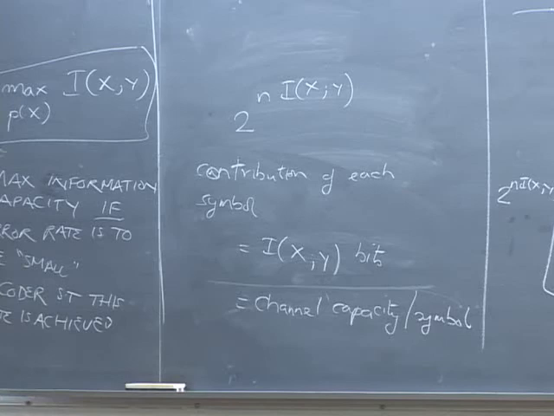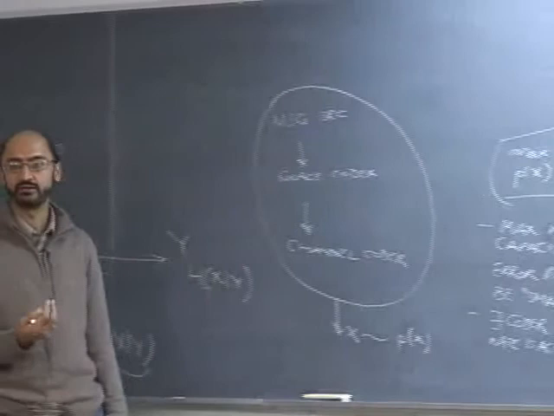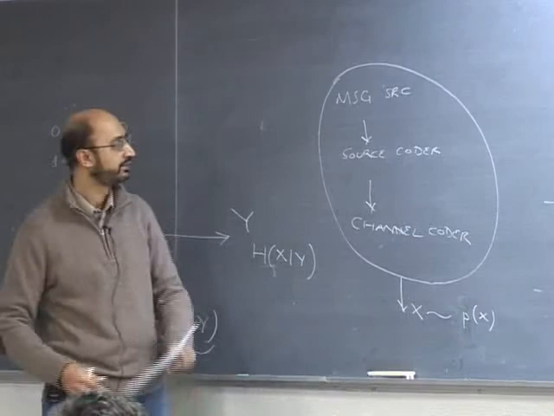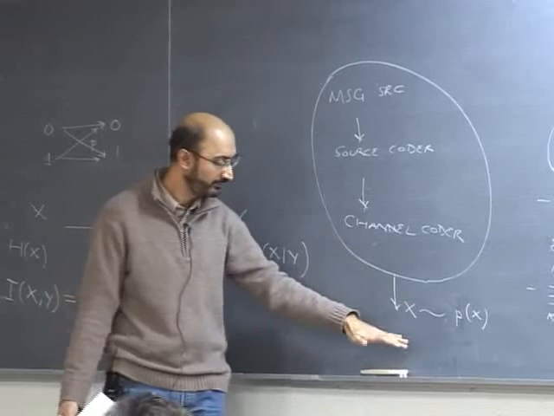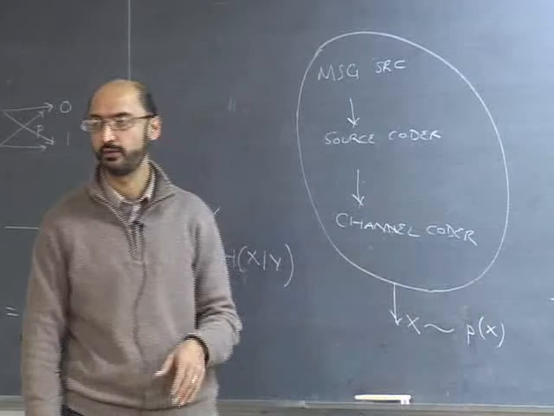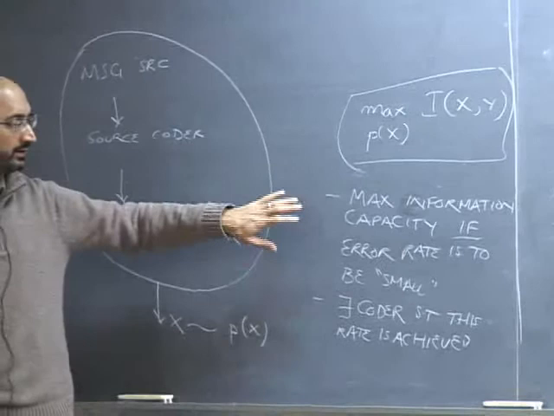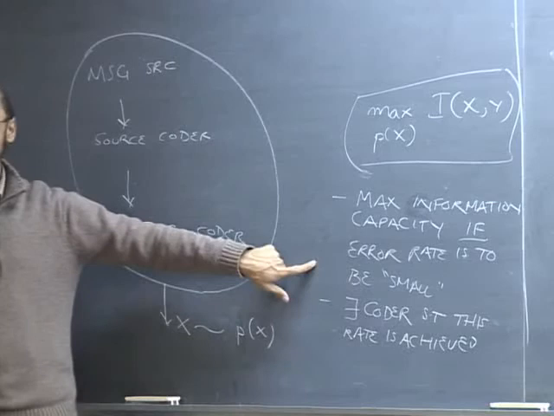Let's go over the theorem one more time, because this is the heart of information theory. Pretty much everything in information theory depends on the techniques and results of this theorem. So let me remind you, we have a source sending through a source coder and channel coder, with a set of symbols, the domain of the random variable X, distributed according to P(X), which we already saw how to approximate in practice. We want to compute the maximum information rate, the information capacity, of a noisy channel if the error rate is to be small.